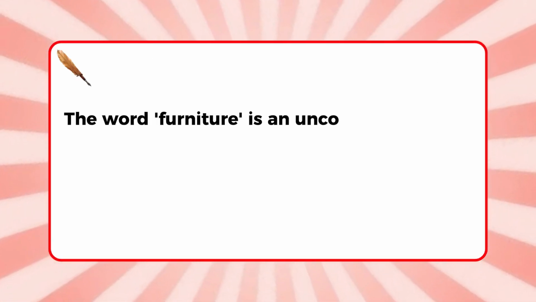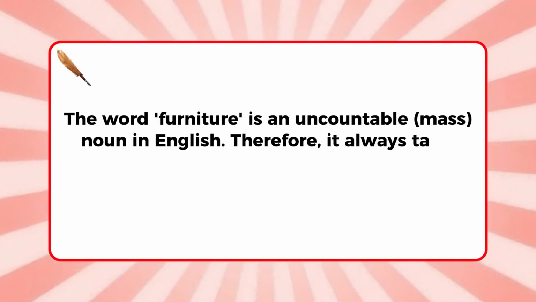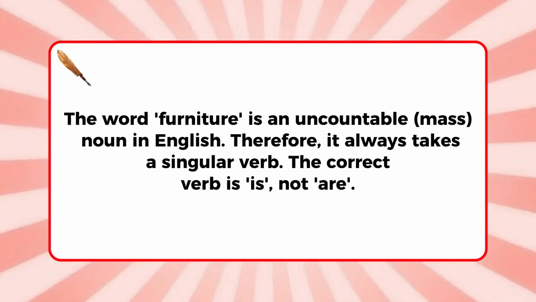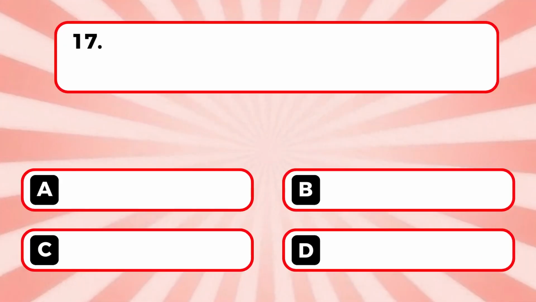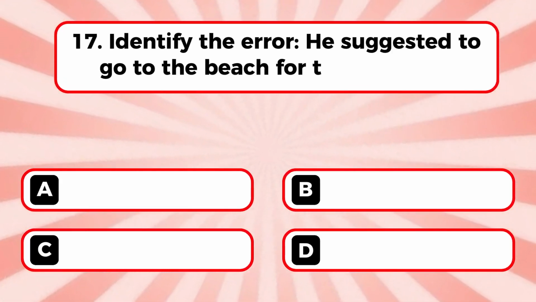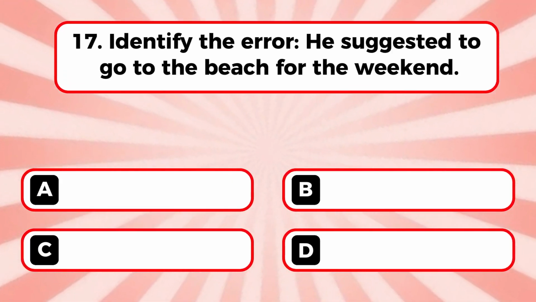The word furniture is an uncountable mass noun in English. Therefore, it always takes a singular verb. The correct verb is "is", not "are". 17. Identify the error. He suggested to go to the beach for the weekend.